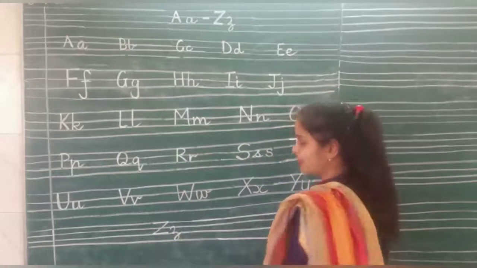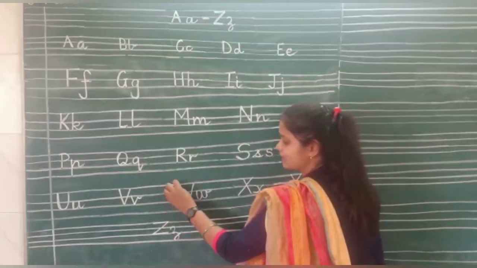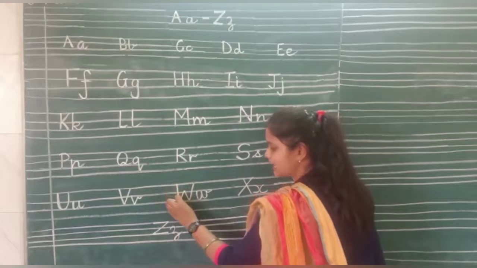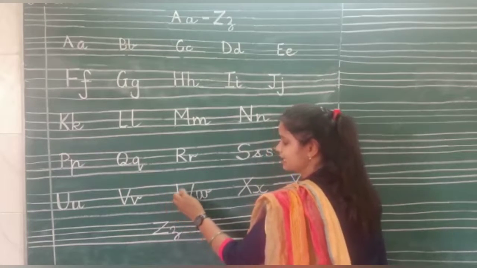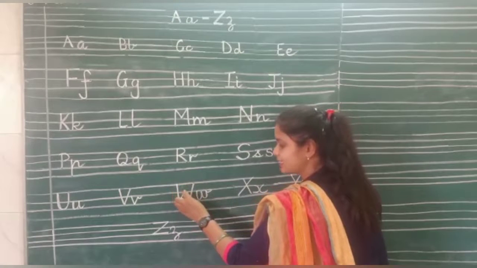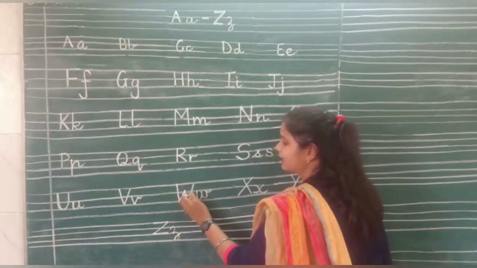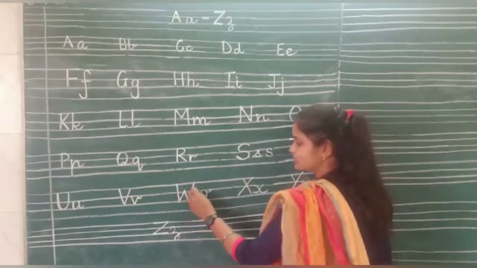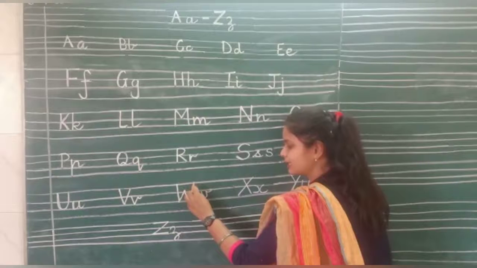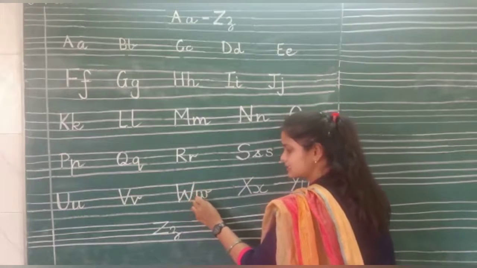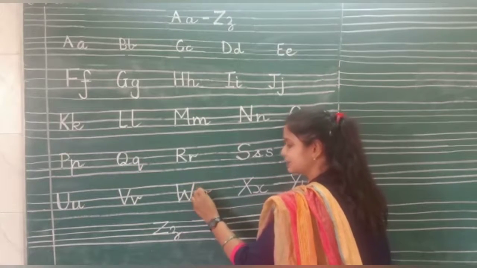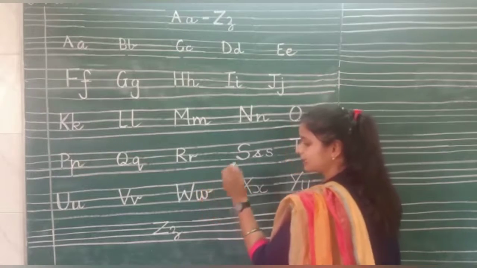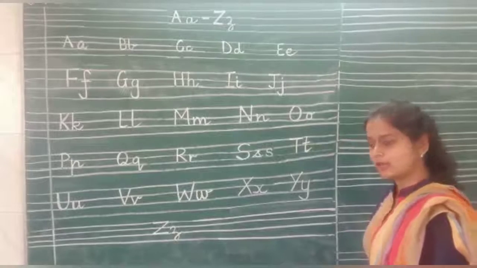Is that clear? Now coming to capital W, starting from the first line, a slant line downwards, then slant line upwards, then again downwards slant line and again upwards. This is capital W. Now small w, starting from the middle line, going upwards, then again coming downwards and then again going upwards and a kick. So this is small w.